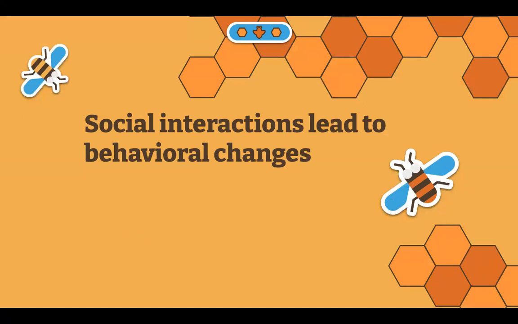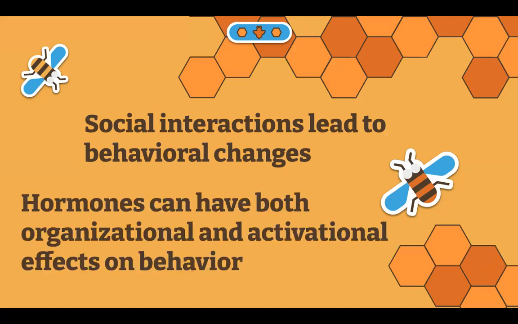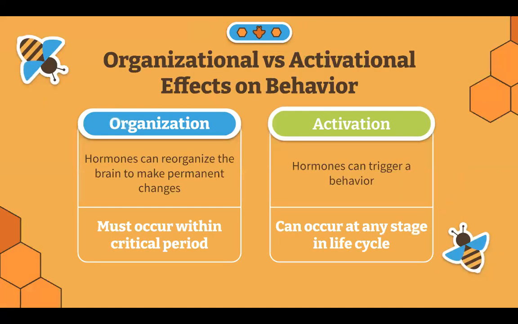So in class, we really focused on this example as a way to express how social interactions can lead to behavioral changes, but it's also a great example of how hormones can have both organizational and activational effects on behavior of honeybees. So just to go over the difference, organization really focuses on how hormones can reorganize the brain to make permanent changes, but this must occur within a specific critical period of that animal or insect's stages of life. However, hormones can also have an activational effect by triggering a behavior at any stage in the life cycle.